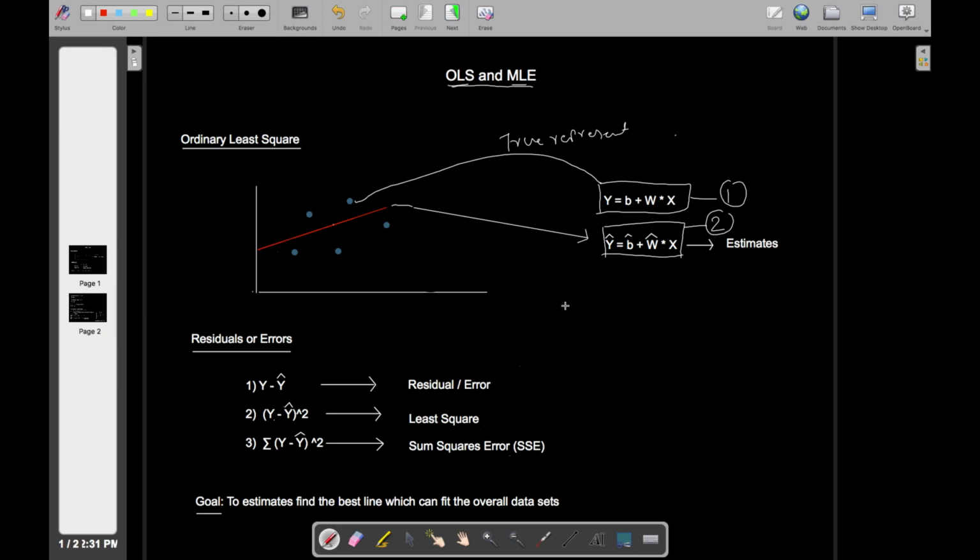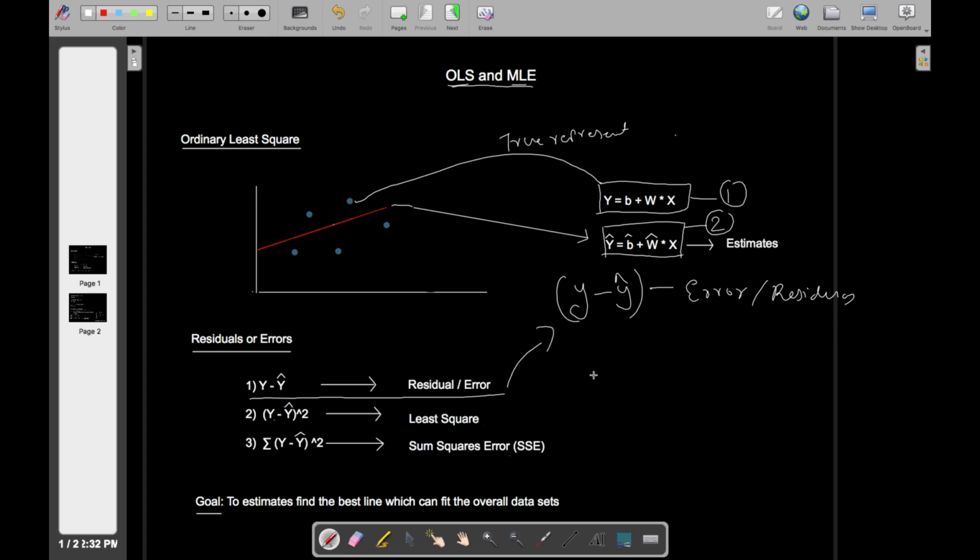So if we want to find out how far it is from the actual representation, then we have to take the actual representation minus the estimated value, right? This formula tells you the difference between the actual representation of the data set and the estimated value, or how far it is from the true representation. This is called the error, also called the residual. This is the first point I mentioned.